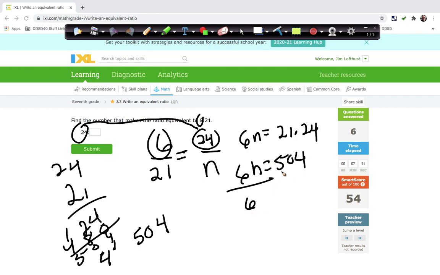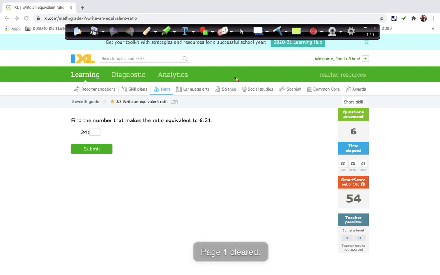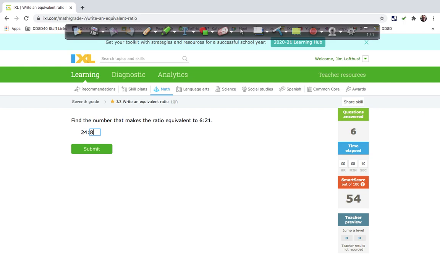We're going to divide by 6. 6 goes into 50 8 times with 2 left over. 24 would be a 4. So this would be 84. Again, that'd be a pretty tough one without setting up a proportion.